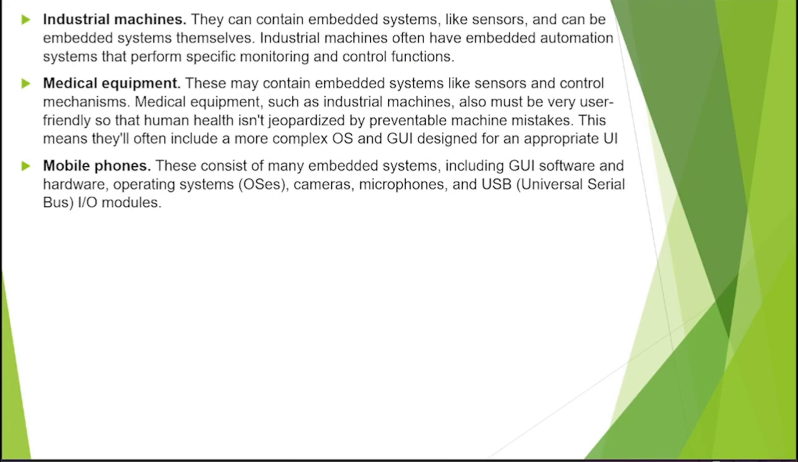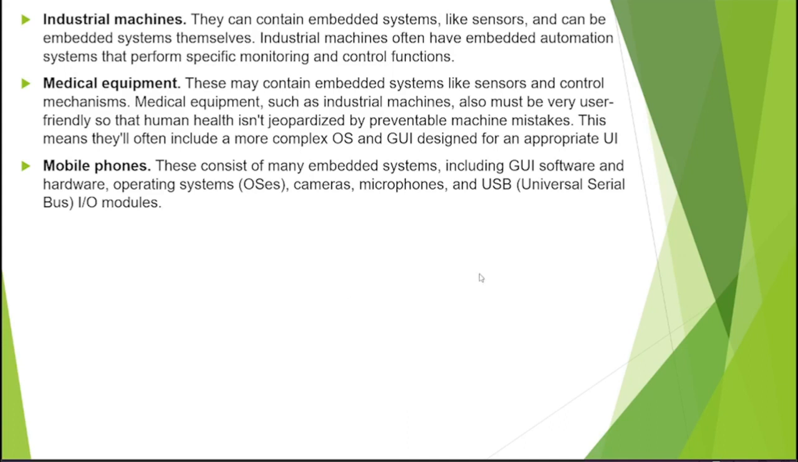Medical equipment. These may contain embedded systems like sensors and control mechanisms. Medical equipment, like industrial machines, must also be user friendly so that human health isn't jeopardized by preventable mistakes. This means they will often include a more complex OS and GUI design for an appropriate UI. At the end, mobile phones. We know that mobile phones consist of many embedded systems including GUI software and hardware, operating system, cameras, microphones as well as USB and I/O modules. So these are all examples of embedded systems.